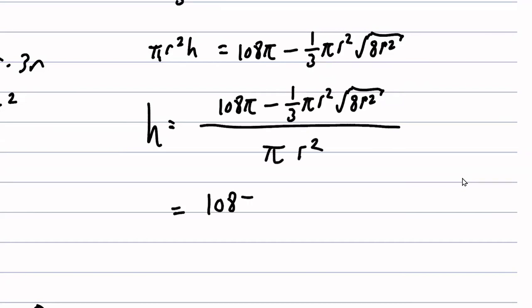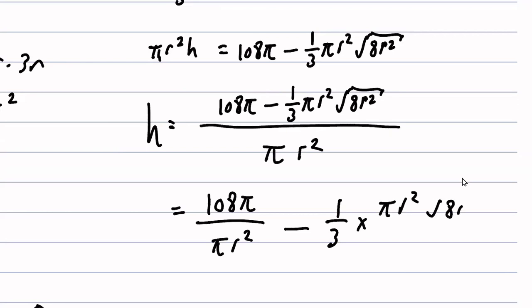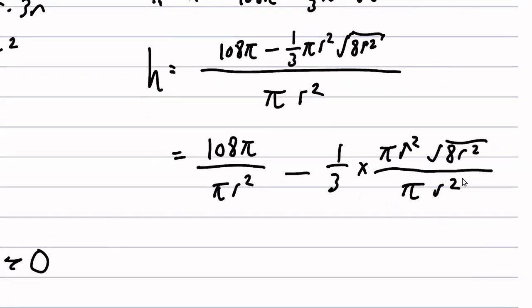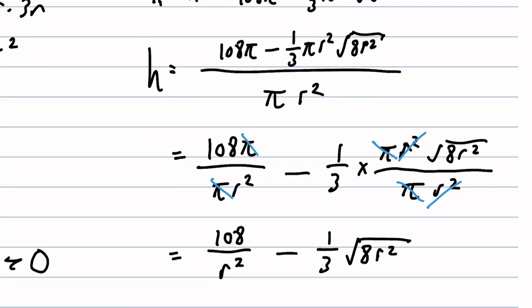I will split it up. So 108 pi over pi r squared minus 1/3. I will just put it in front times pi r squared square root 8r squared all over pi r squared. What do you notice? Pi cancel away, r squared cancel away. Right? What else? Pi also cancel away. You're left with 108 over r squared minus 1/3 multiplied by square root 8r squared. Okay?